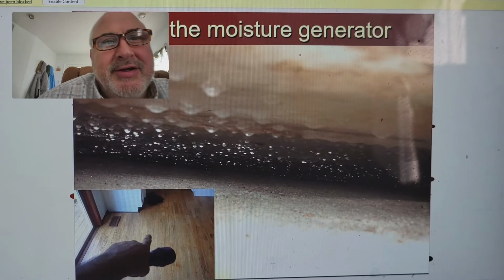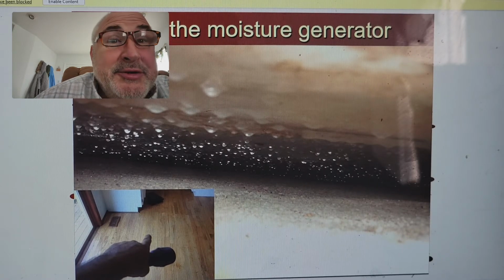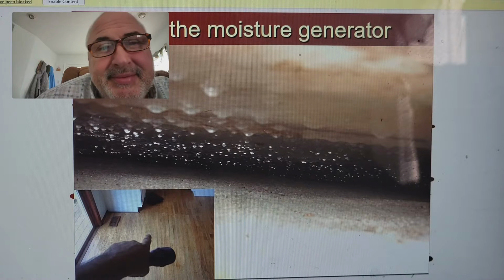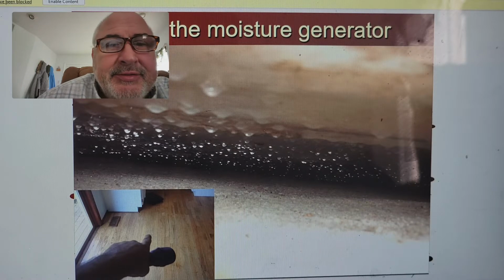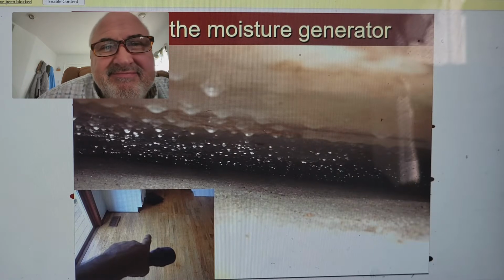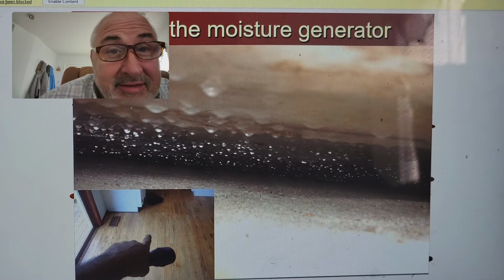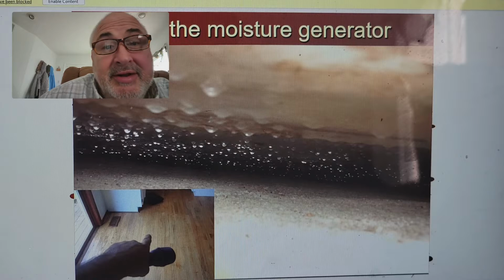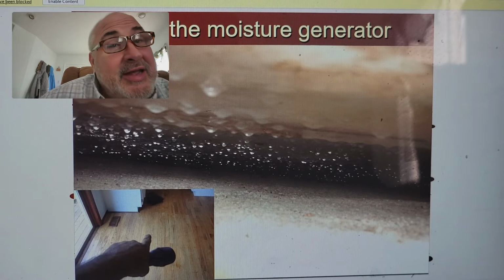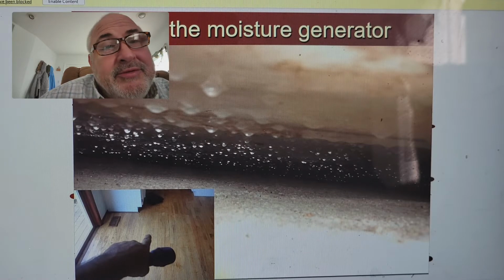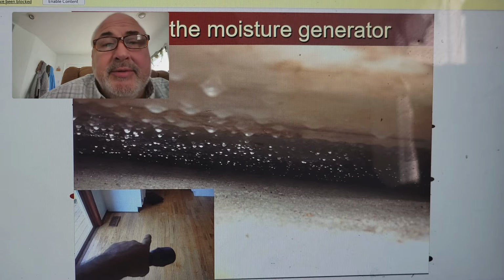All right, this one's called Find the Moisture Generator. This is going to blow your mind, because this condition could exist in millions and millions of homes. Nobody ever thinks about this because you can't see it. So let's get into this real quick.